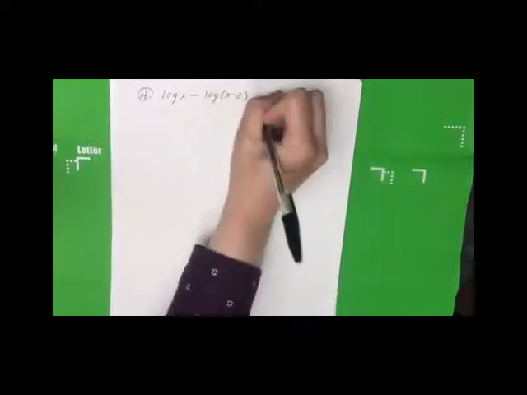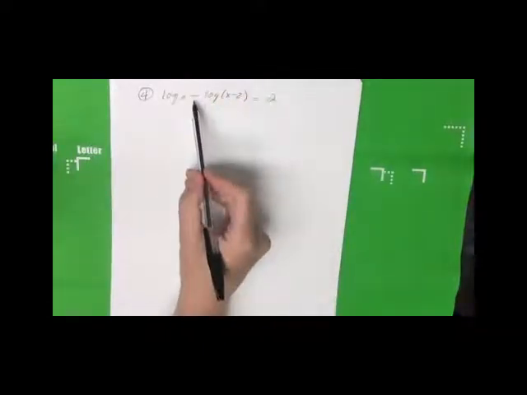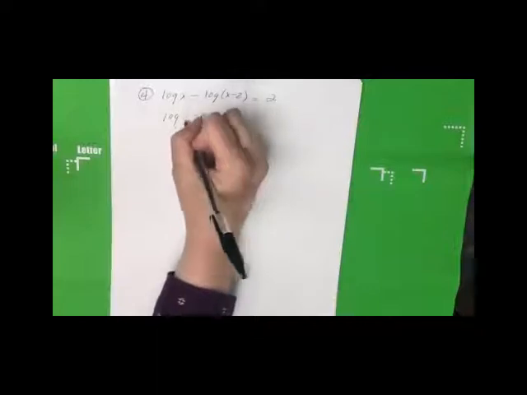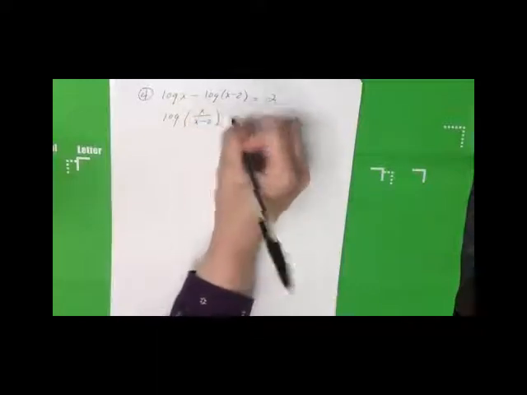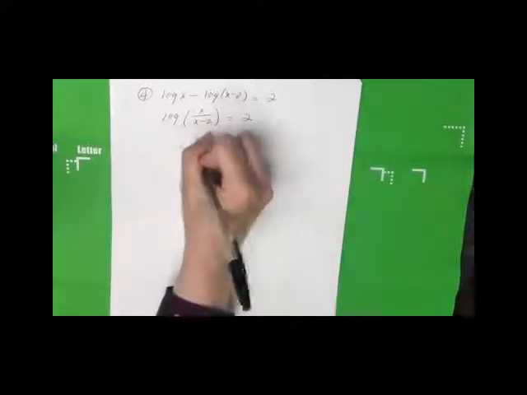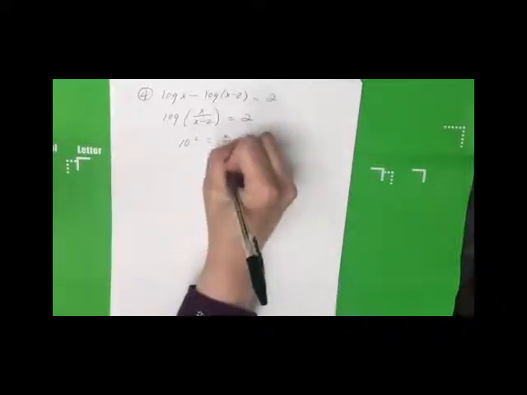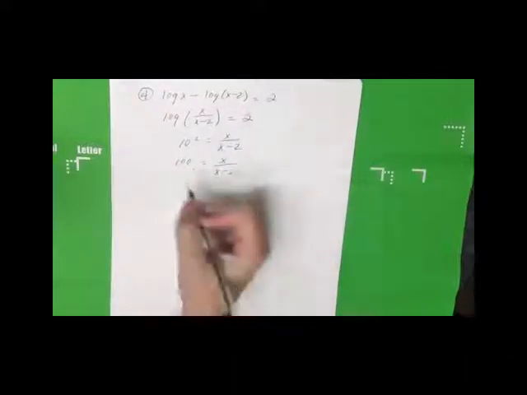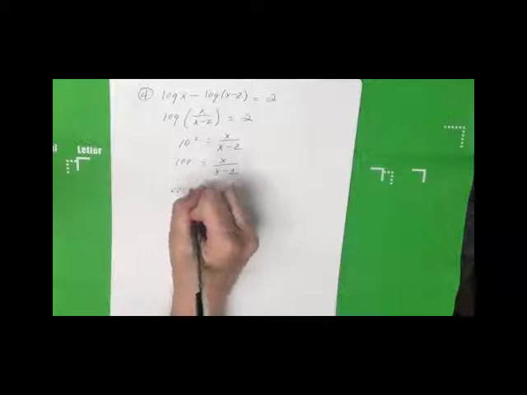This one, you can see, has a difference. The other one was a sum. This one's a difference, so this is another property. That is, when you have a difference of logs, there's a log of a quotient. Notice this is just plain old log, so that's log base 10. So 10 squared equals x over x minus 2. 10 squared is 100.